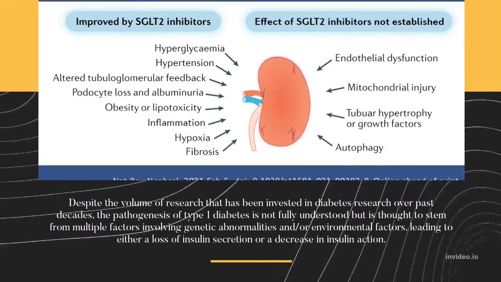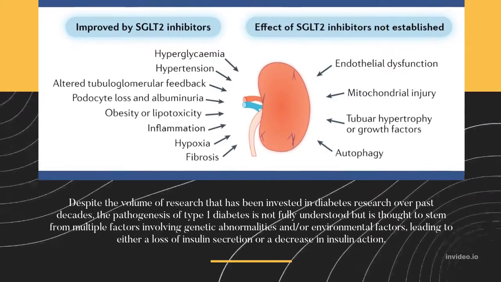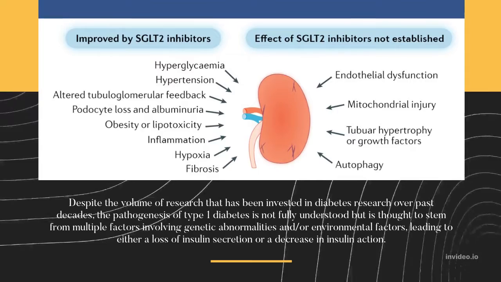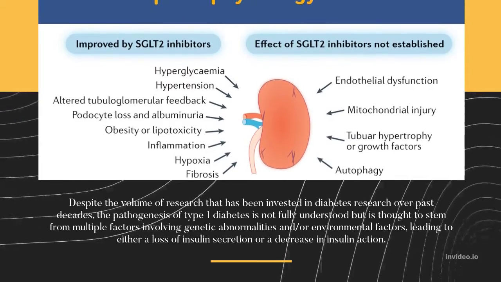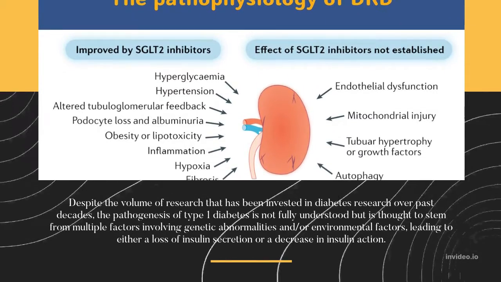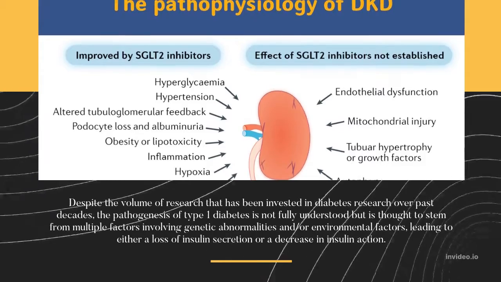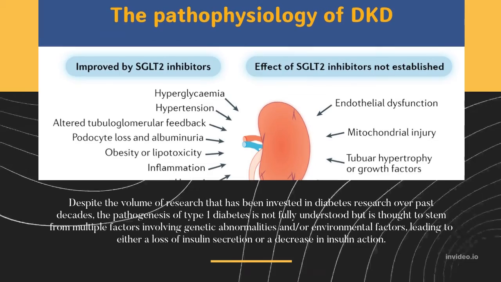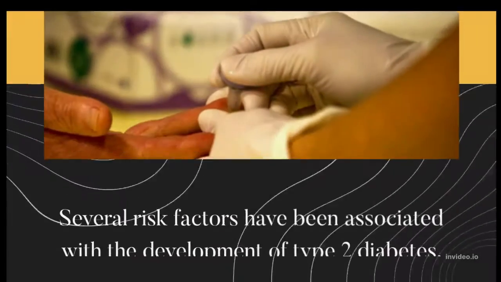Despite the volume of research that has been invested in diabetes over past decades, the pathogenesis of type 1 diabetes is not fully understood but is thought to stem from multiple factors involving genetic abnormalities and/or environmental factors, leading to either a loss of insulin secretion or a decrease in insulin action.